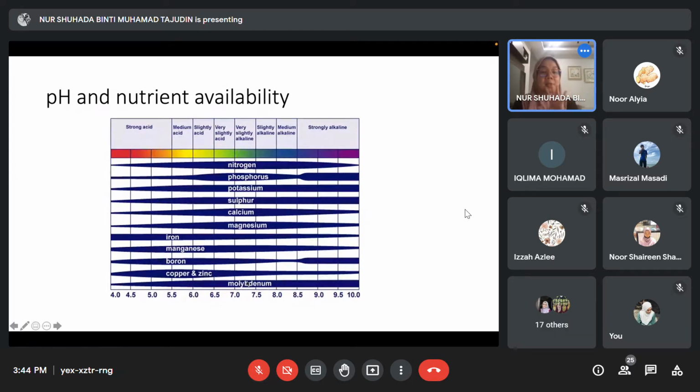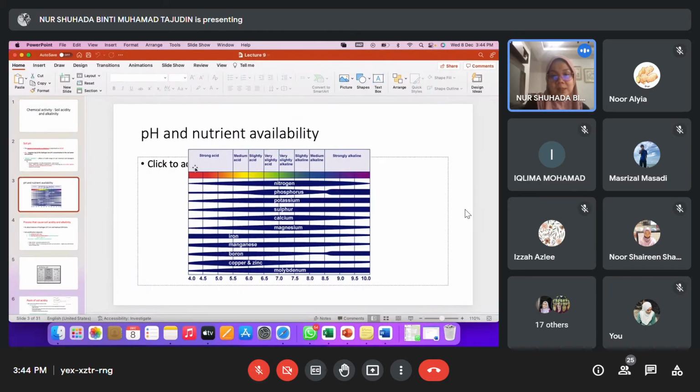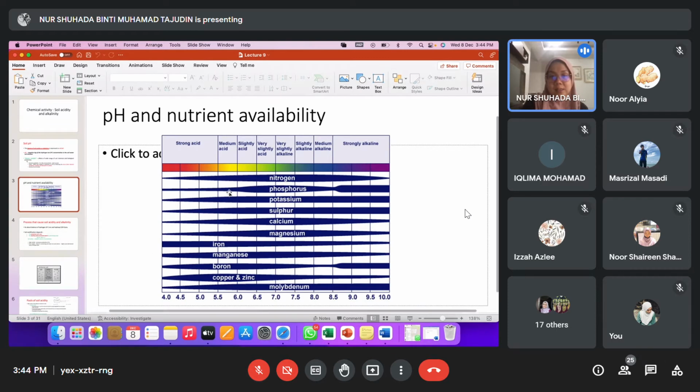But if you check your pH and it is slightly acidic, which is 6, you see the availability of the nutrients. Okay, if the pH is slightly acidic, you can see that the availability of the nutrients dia kurus sikit dah eh. It's getting thinner.